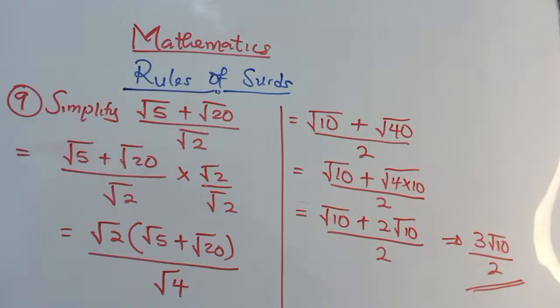I don't know if you guys can see it. Okay, I think you can see it. That is our final answer. Root 10 plus 2 root 10 is 3 root 10, and that is 3 root 10 over 2. So if you simplify this, that is what we get.